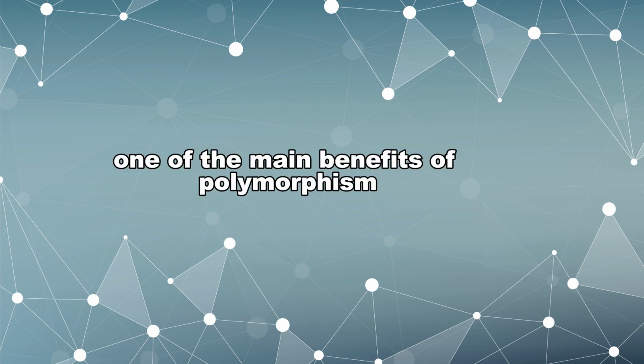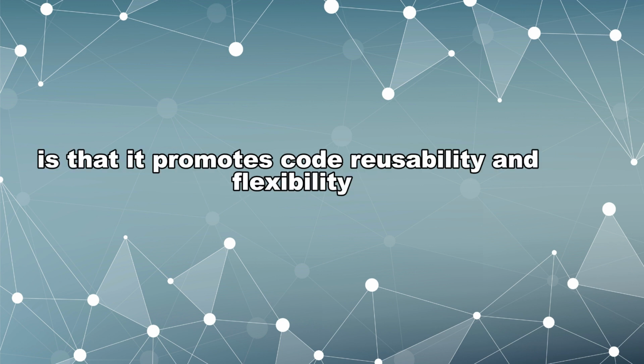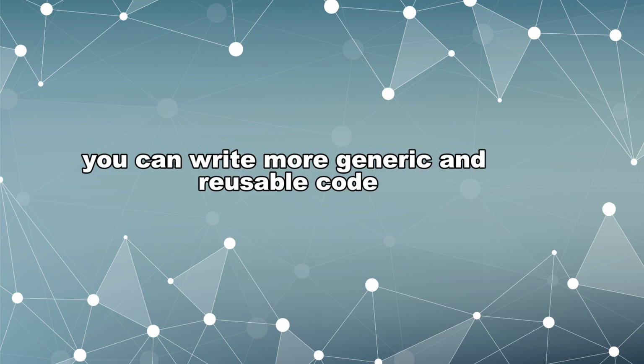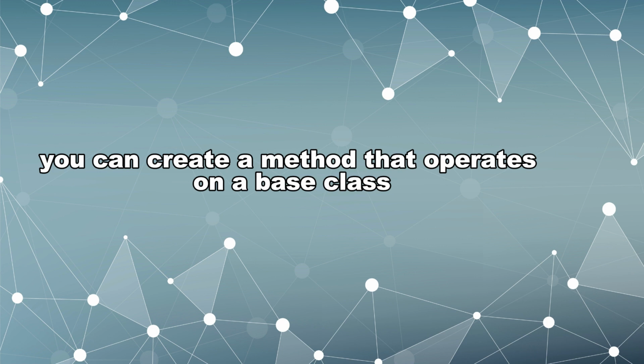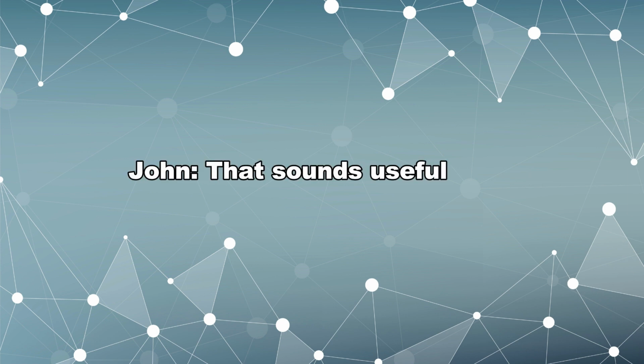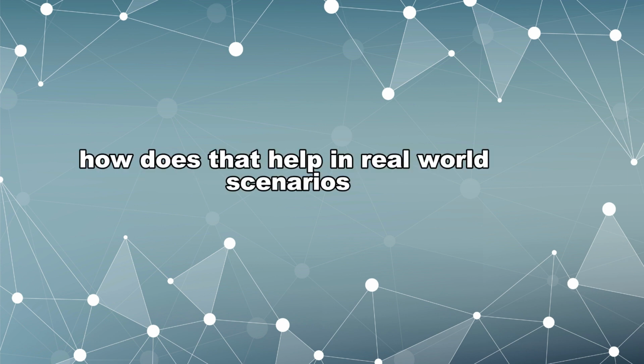One of the main benefits of polymorphism is that it promotes code reusability and flexibility. By using polymorphism, you can write more generic and reusable code. For example, you can create a method that operates on a base class type, and it will work with any subclass type. That sounds useful. How does that help in real-world scenarios?